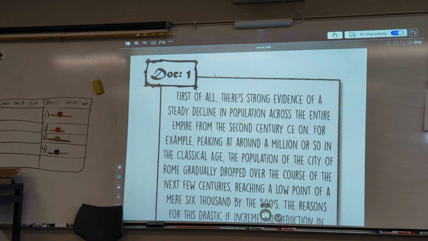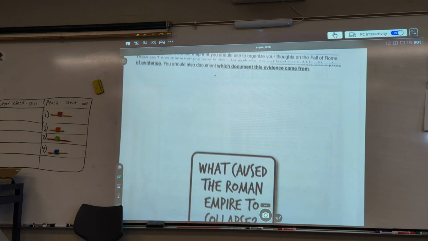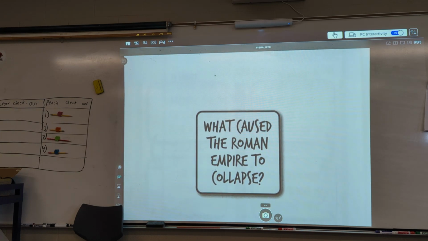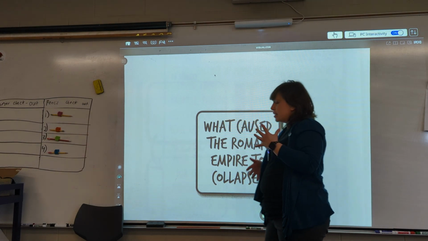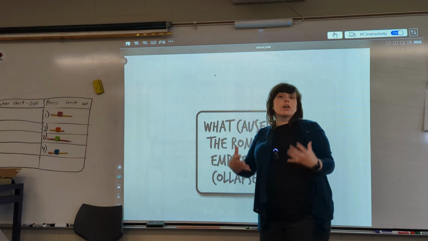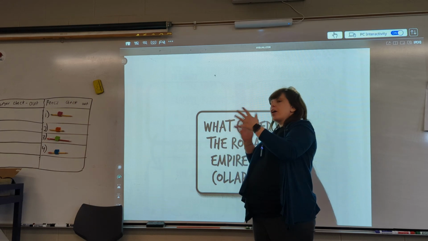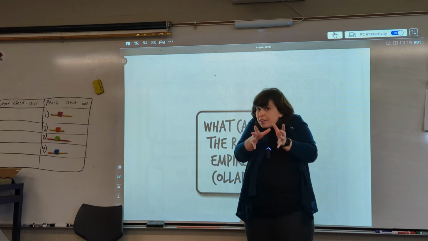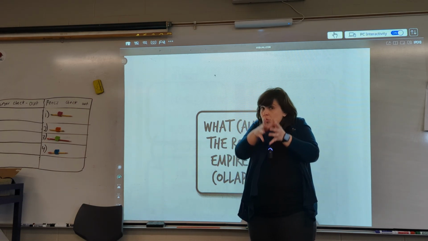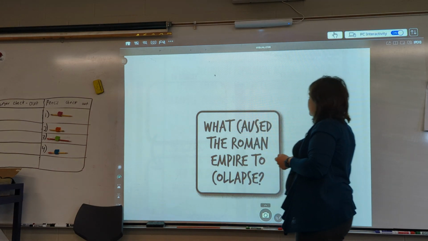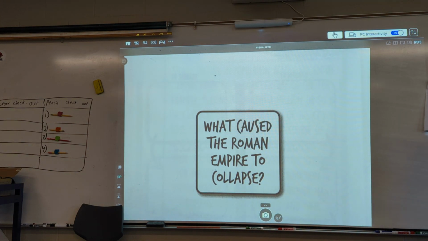This document is just as valuable because it gives you the information you need to complete the assignment. What you're going to be doing is figuring out what caused the Roman Empire to collapse, taking a look at the documents provided. It has been something that historians have debated, discussed, and shared: was there one reason, was there multiple, and how does that all play in. And you guys, as budding historians, are going to document that information.